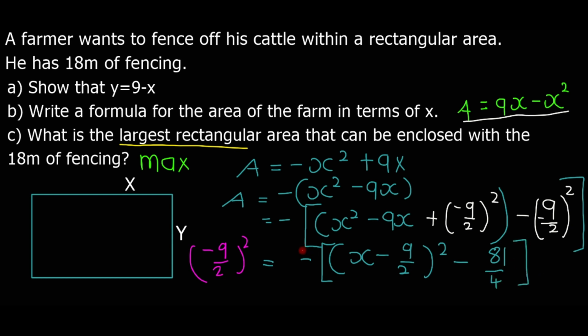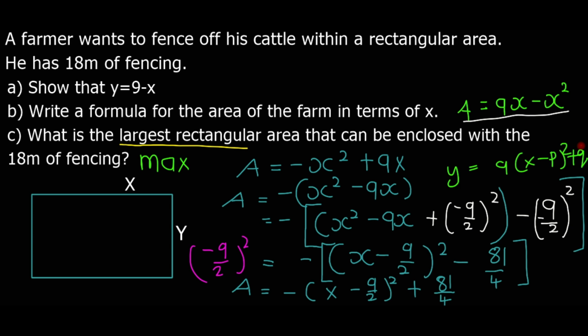And then from there we take this negative and multiply it with this bracket, and then multiply it with this one. From there we will have negative, and then x minus 9/2, and then all squared, and then plus 81/4. So now we can see that our area is in the form of a into x minus p all squared plus q, and we know that this q is what tells us the minimum or the maximum.